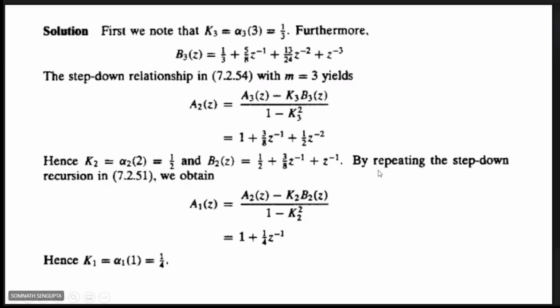So again from both A2z and B2z, we calculate A1z, that is the step down approach. It is coming to be 1 plus 1 by 4 z. So it is K1, the highest order coefficient alpha 1 1, that is 1 by 4. So how many coefficients have we calculated? Direct form coefficients alpha 3 3, alpha 2 2, and alpha 1 1. These three you have calculated.